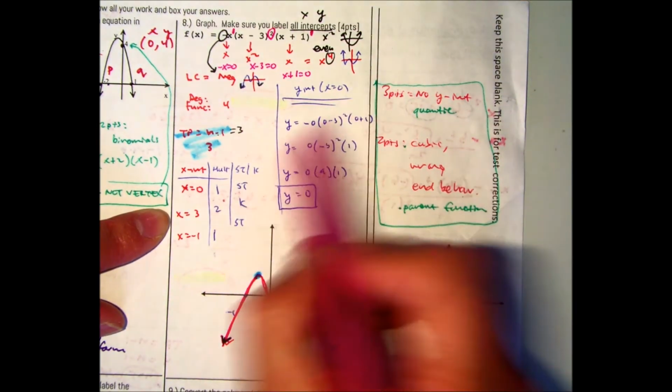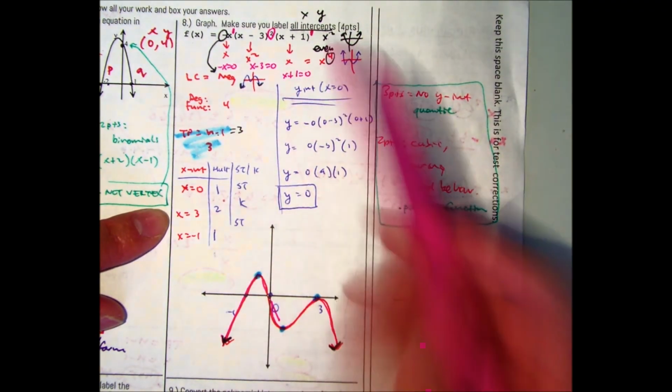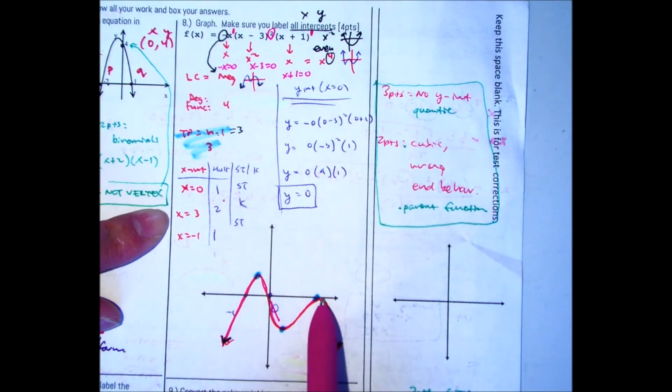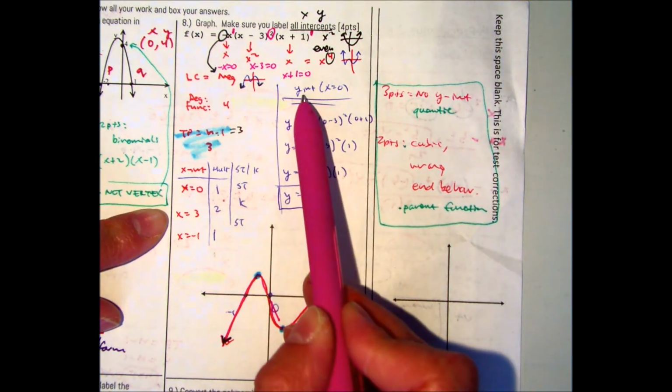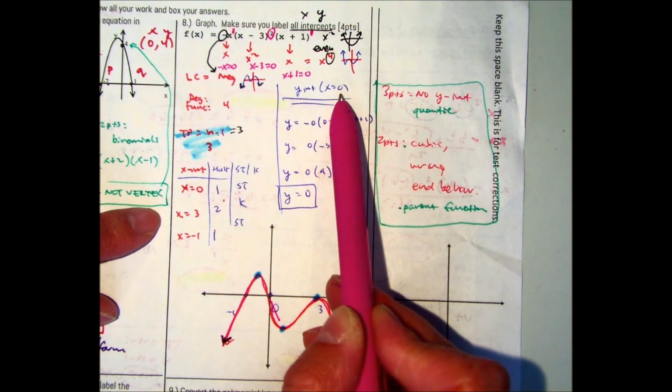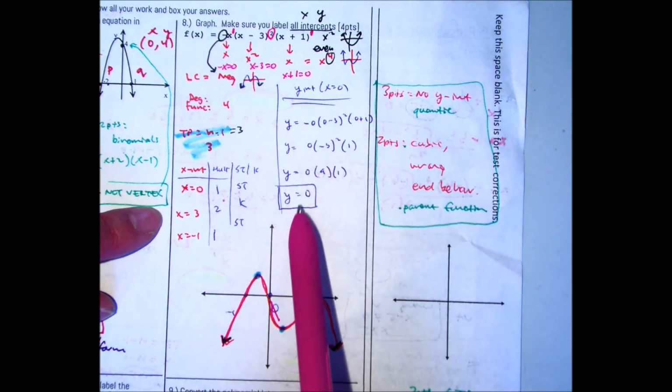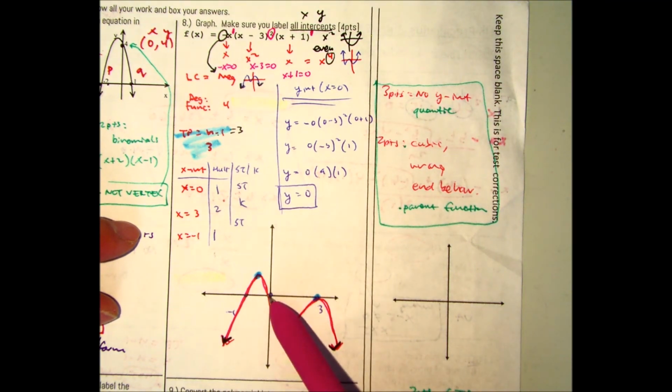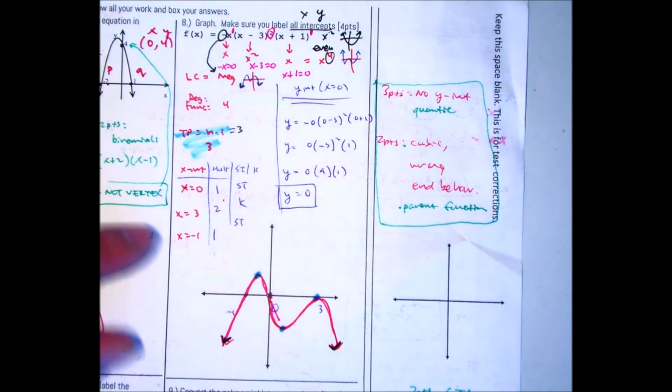You'll also notice in this problem, it asks you to find all of the intercepts. Well, I've labeled my x-intercepts, and then to find my y-intercept, I can make x equal to 0. And if you put in 0 there, you'll realize that it goes through 0, which means the origin. So this x-intercept is both an x-intercept and a y-intercept at 0.